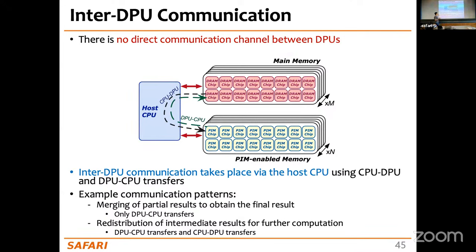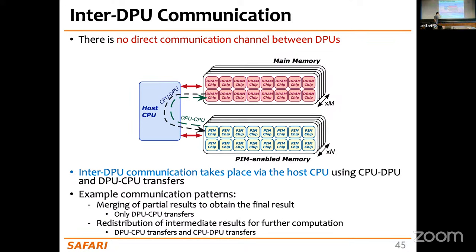So all communication between different DPUs needs to happen through the main memory. So we would need to copy data from here to there, and then from there, move it back to whatever DPUs that we want to communicate, right?